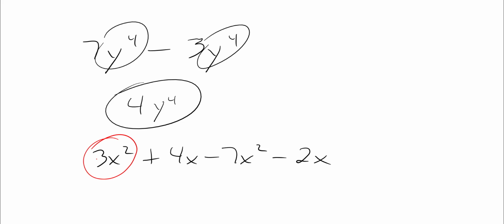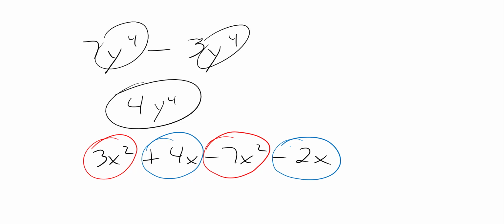That's a like term with that one. And notice I'm circling the sign with it too. Okay, let's use another color. That's a like term with that one. All right, it just helps identify them together. So now when I combine them, I'm going to do this in that color I circled it.